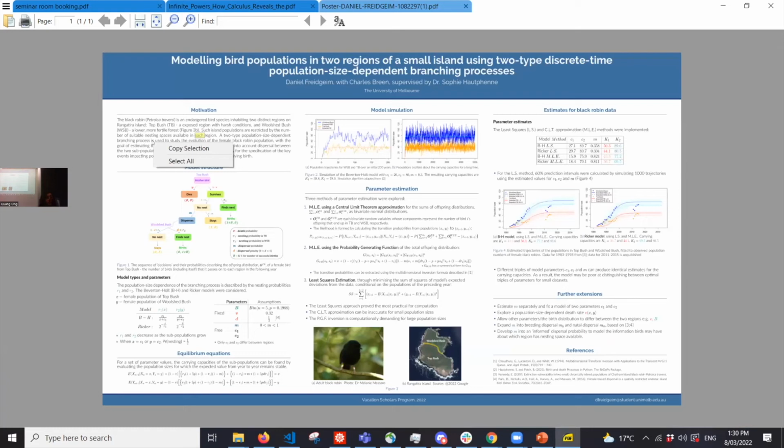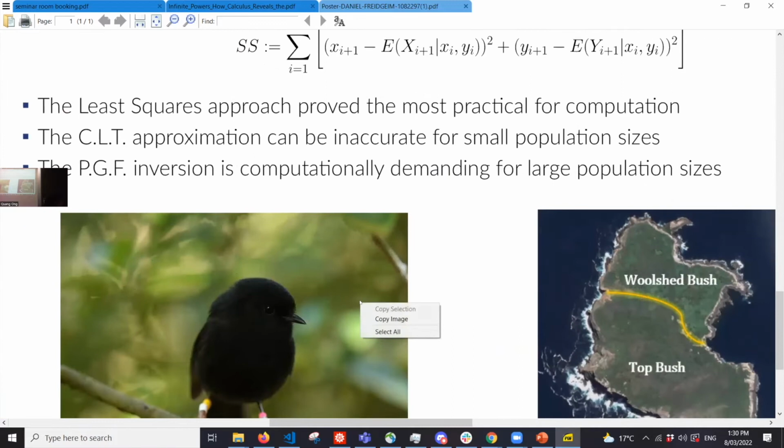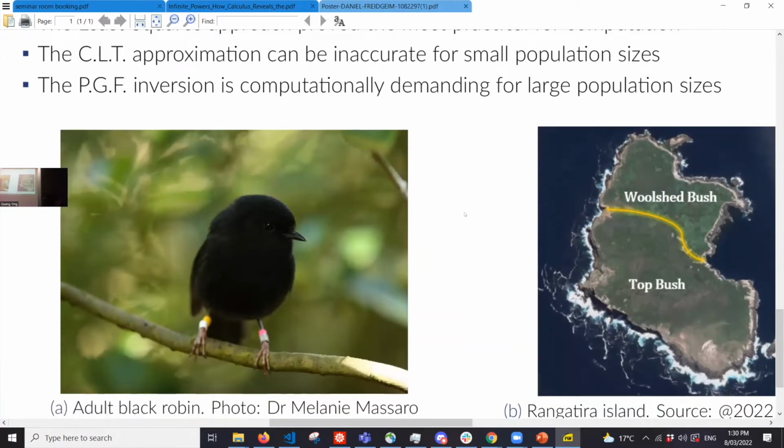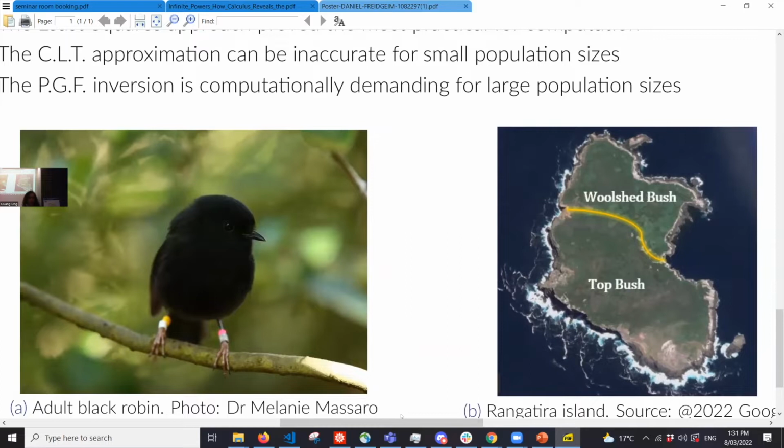So I'll be discussing the project I did on modeling bird populations on a small island. I'll be introducing the inhabitants of Rangatira Island. So I can zoom in. Yeah, so these are the cute birds that the project was modeling.